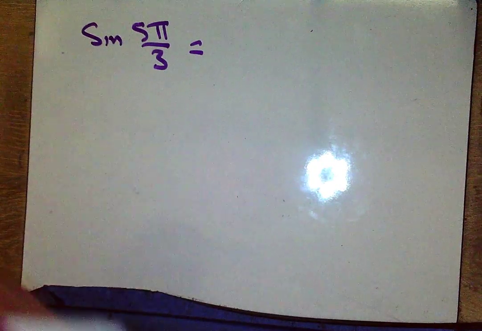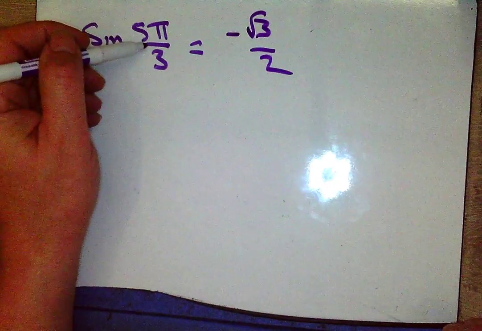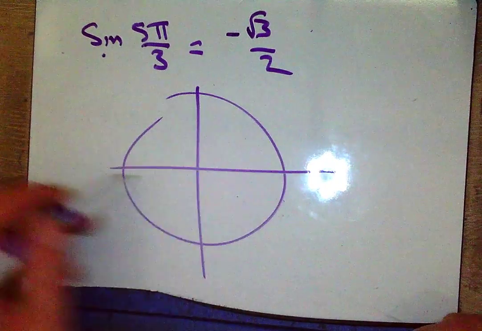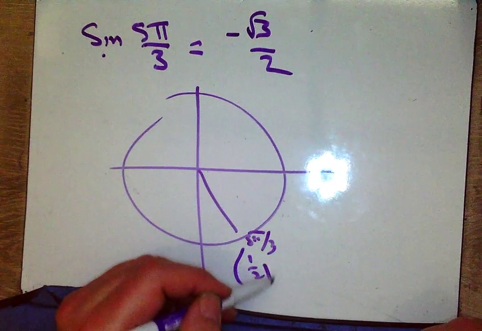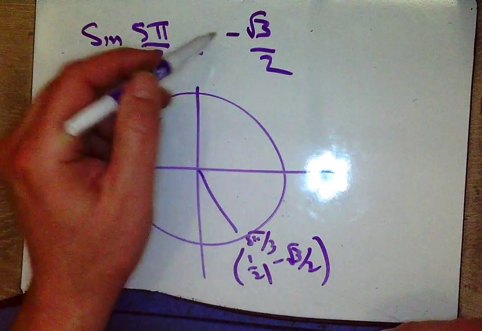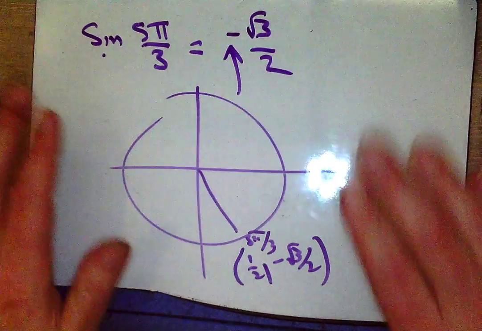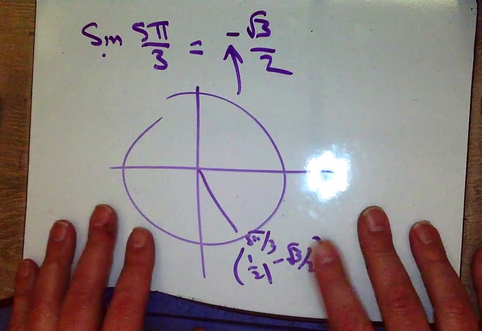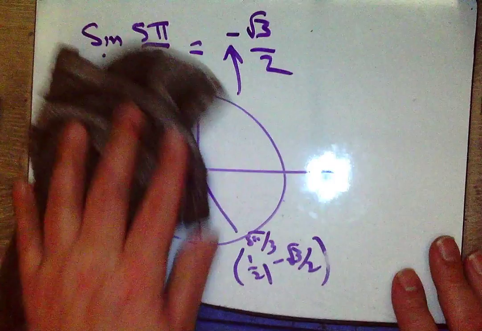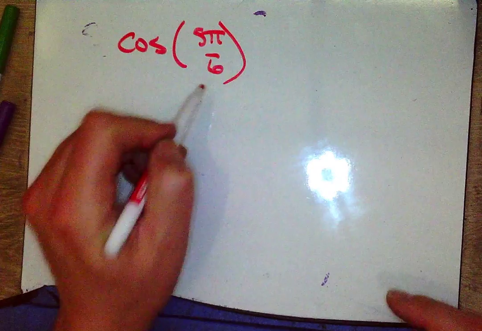5, 4, 3, 2, 1. Sine is the y value at 5 pi over 3. Remember, 5 pi over 3 is here. And this is the ordered pair of 1/2, negative root 3 over 2. And that's why that's negative. Okay. Sine is the y values. The y values are positive here in first and second quadrant, but negative here in third and fourth quadrant.